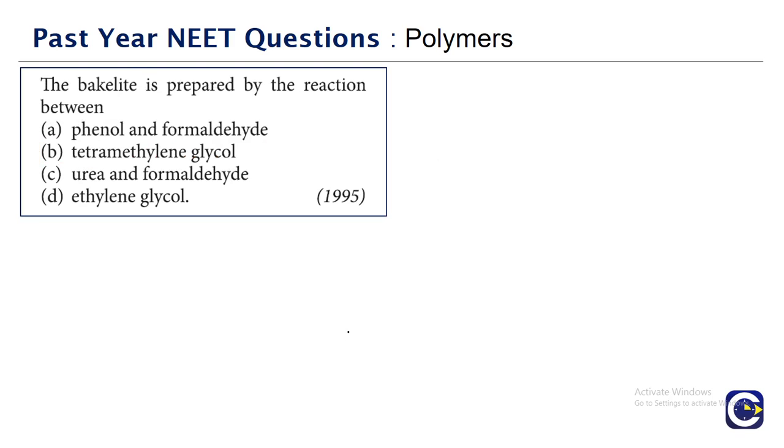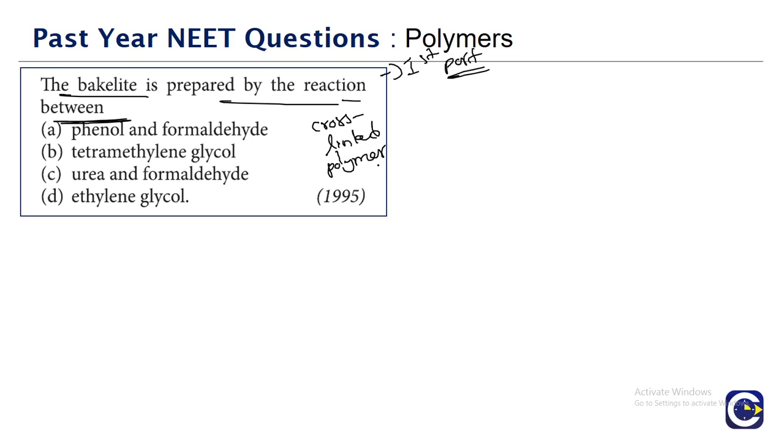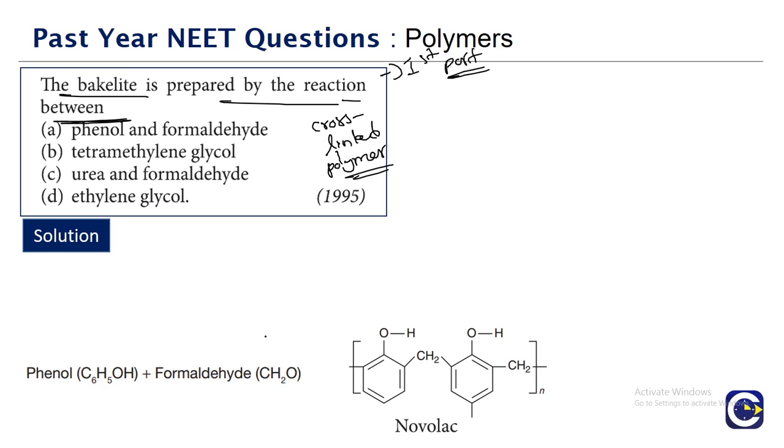Next we have a question that came in the year 1995. Bakelite is prepared by the reaction between? We have already talked about it, I think in the first part video. So bakelite is an example of a cross-linked polymer, which also makes it a thermosetting polymer. Bakelite is prepared from the monomers phenol and formaldehyde.